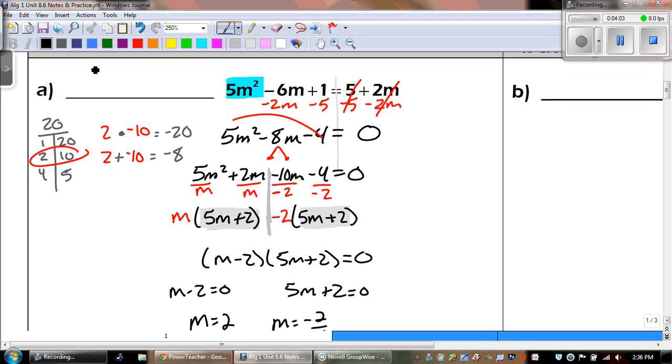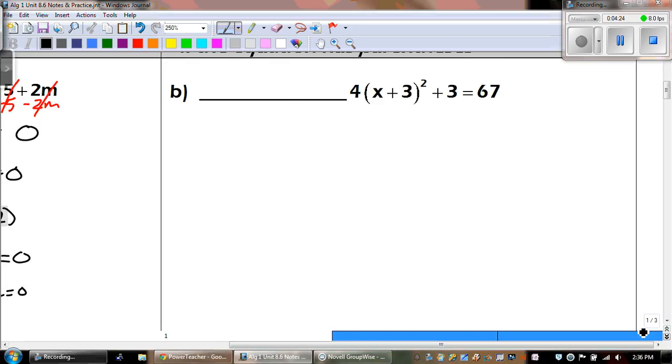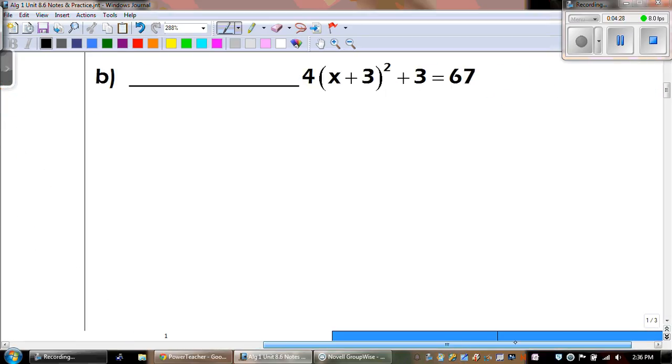Okay, so when we write our answers, we write them in order. So we have m, in numerical order, negative 2 over 5, and positive 2. Okay? All right. B. First thing we want to do is set it equal to 0. Okay?